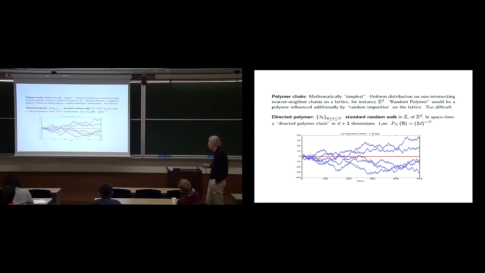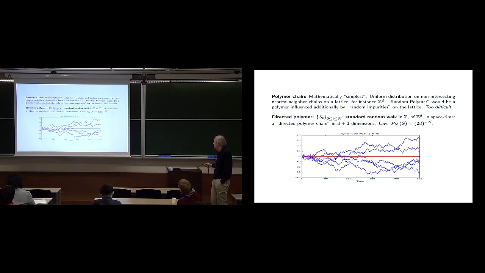all I'm talking about is what people call directed polymers. That's a very trivial object from the start, without putting randomness on it. So you just take a standard random walk in Z or in d-dimensional space. So that's then, in space-time, what people call a directed polymer chain in d+1 dimensions.